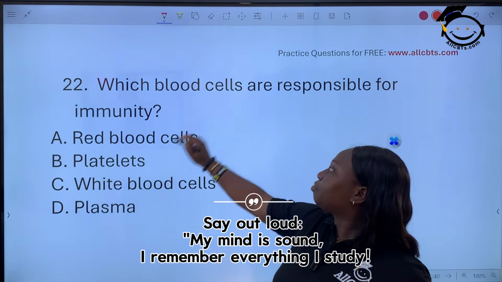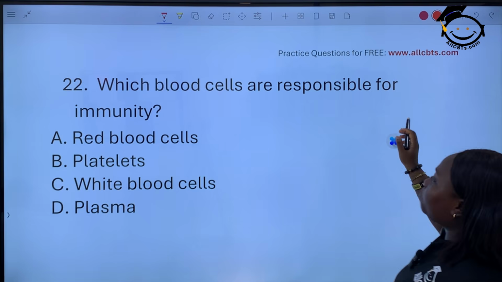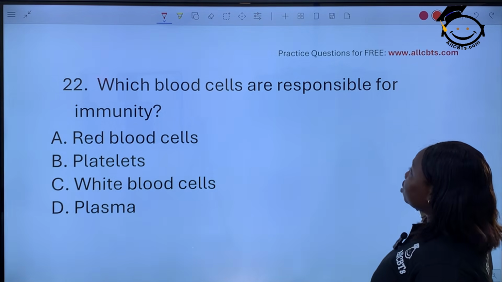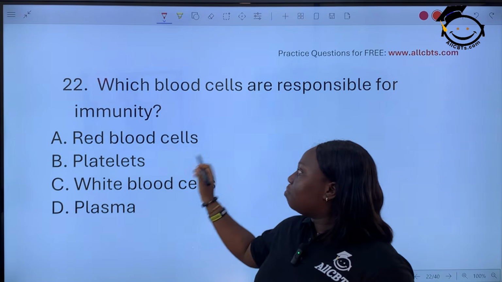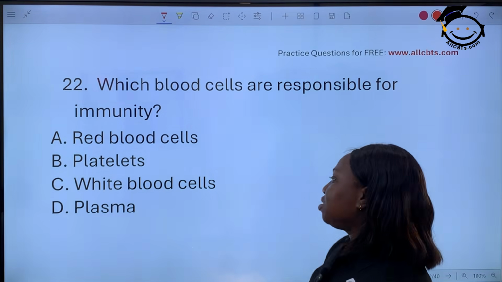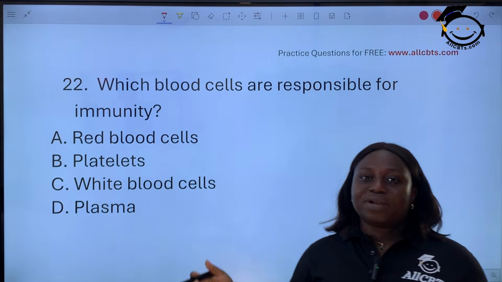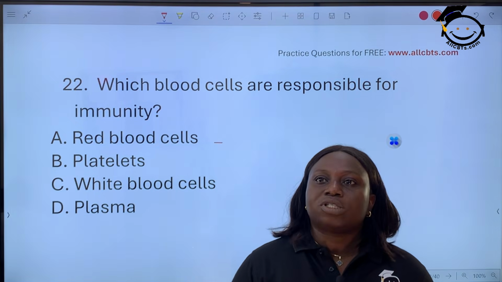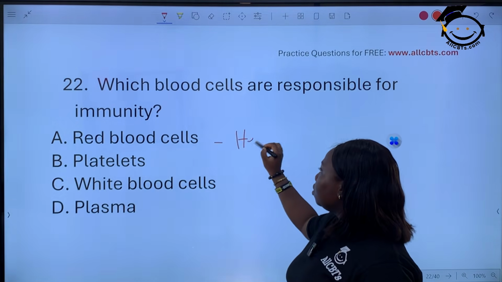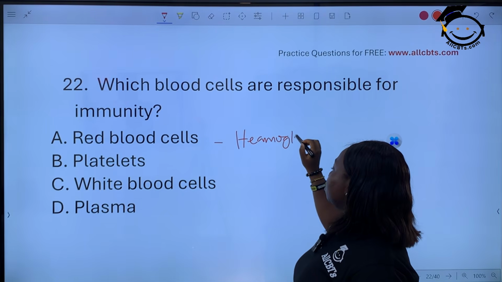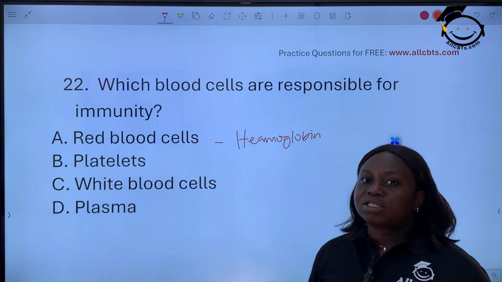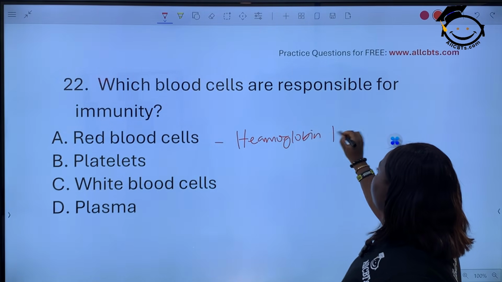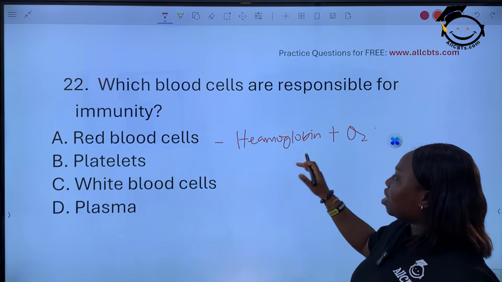Number 22. Which blood cells are responsible for immunity? So you're asking for which blood cells are responsible for immunity. Now, A, we have the red blood cells, B, we have the platelets, C, we have the white blood cells, and D, we have the plasma. Now, what is the use of red blood cells? Red blood cells contain the hemoglobin. Now, what is the use of this hemoglobin? It binds with oxygen. So that is the use of the red blood cells.